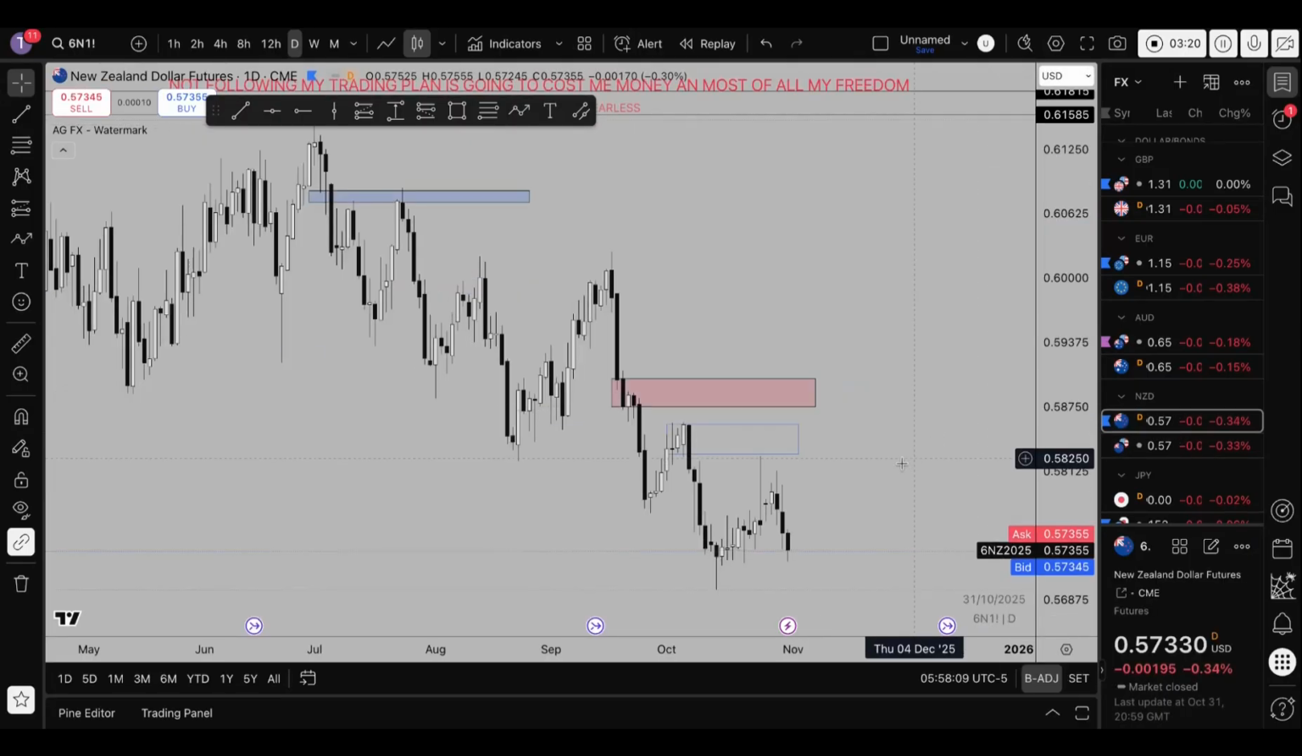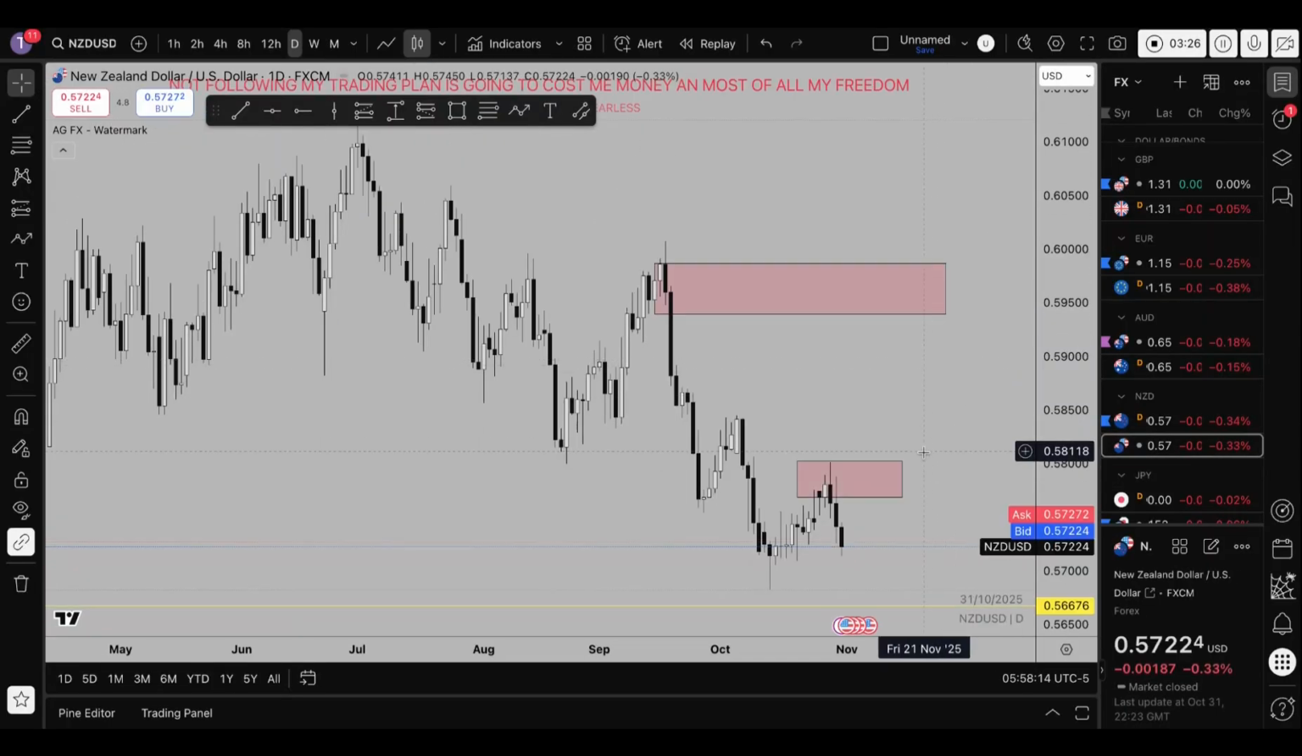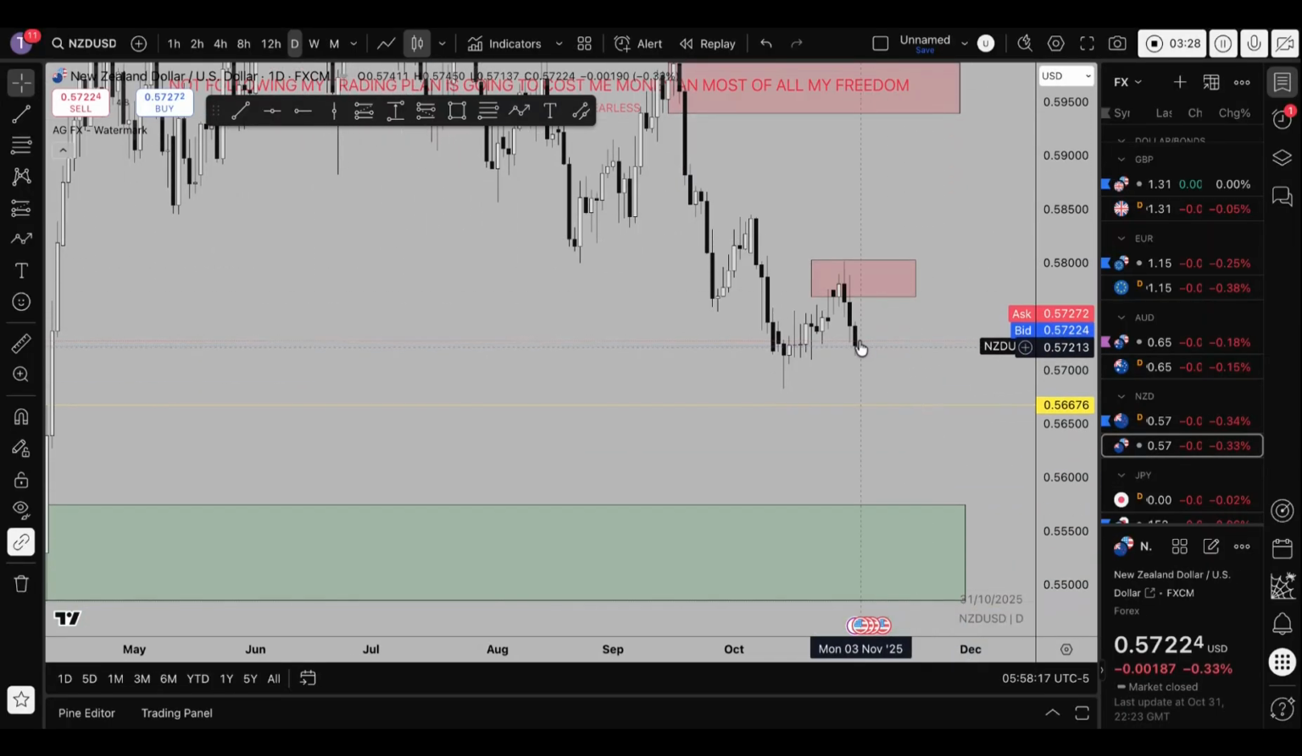NZD, that's what I'm looking at. Price pushes back in here and continues dropping.